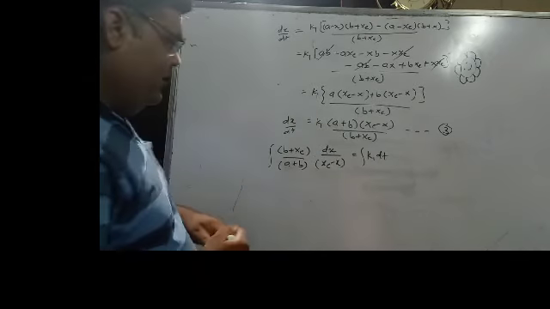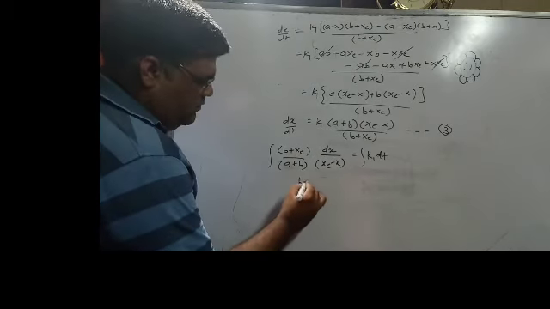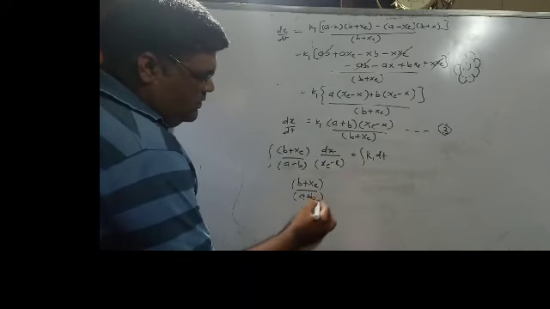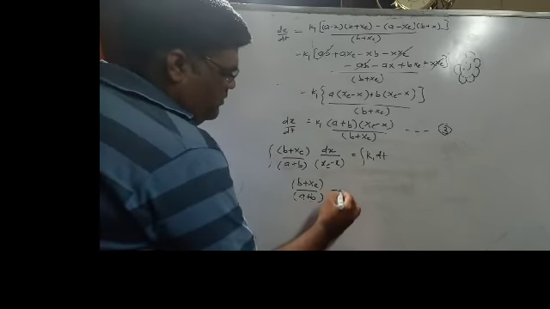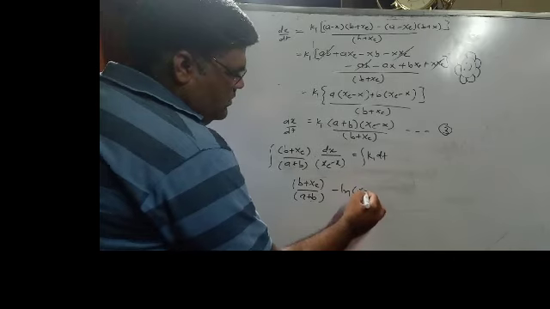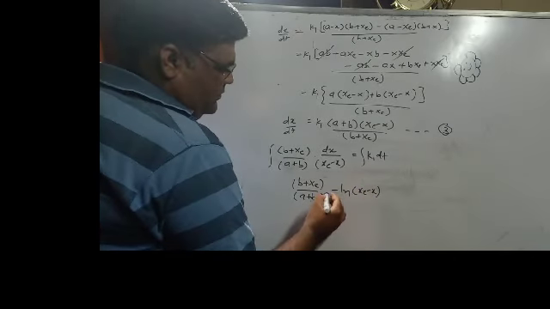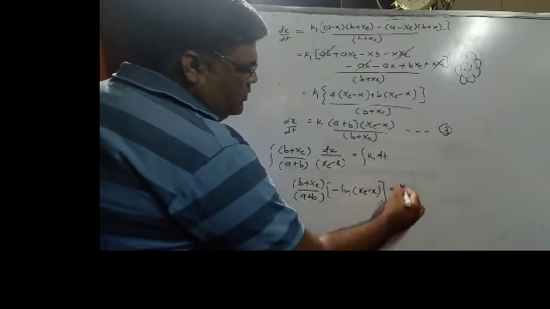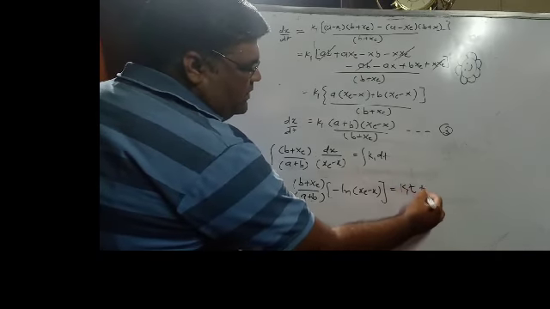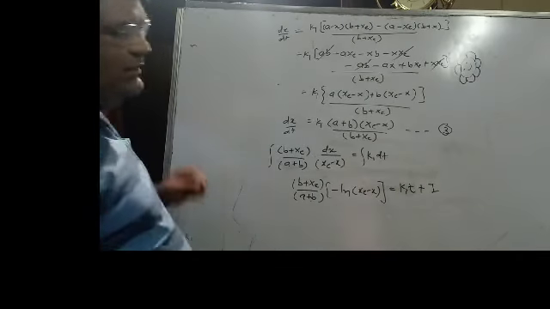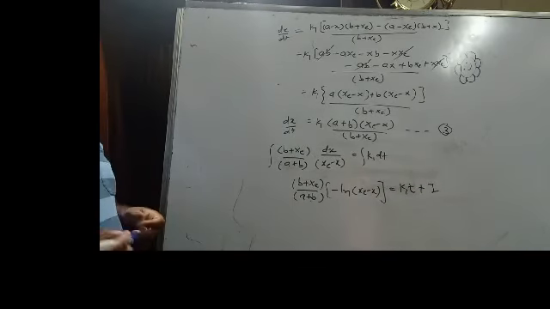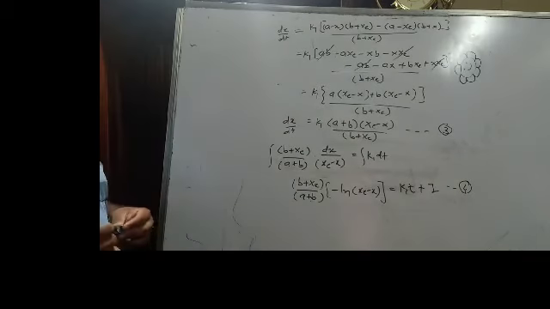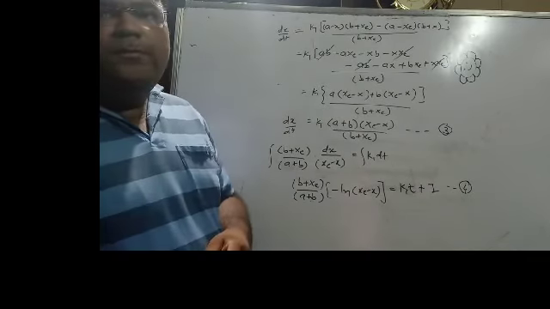So our integration will be (b + xe)/(a + b) into minus ln(xe − x) is equal to the integration of dt, which is t plus the integration constant I. That is our equation number 4.